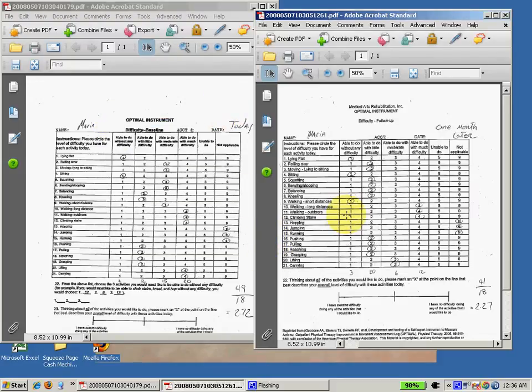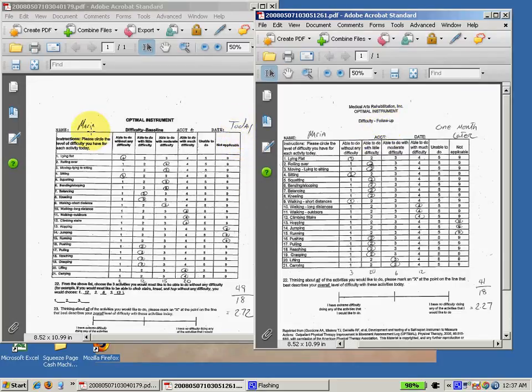The Optimal scale is recommended by Medicare for recording functional abilities in your outpatient physical therapy, generally Part B. I'm going to show you how to fill this out today. I'm Tim Richardson. I'm a physical therapist. Here we have our Optimal baseline on the left, and we have our Optimal follow-up on the right.